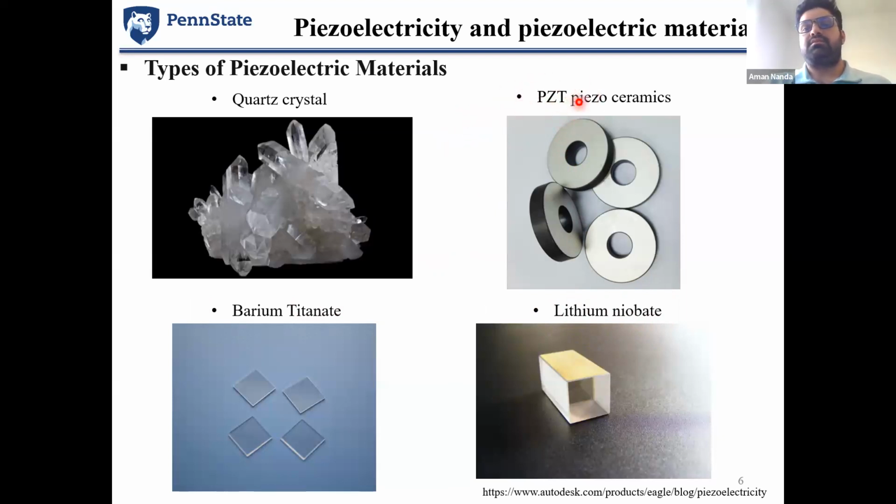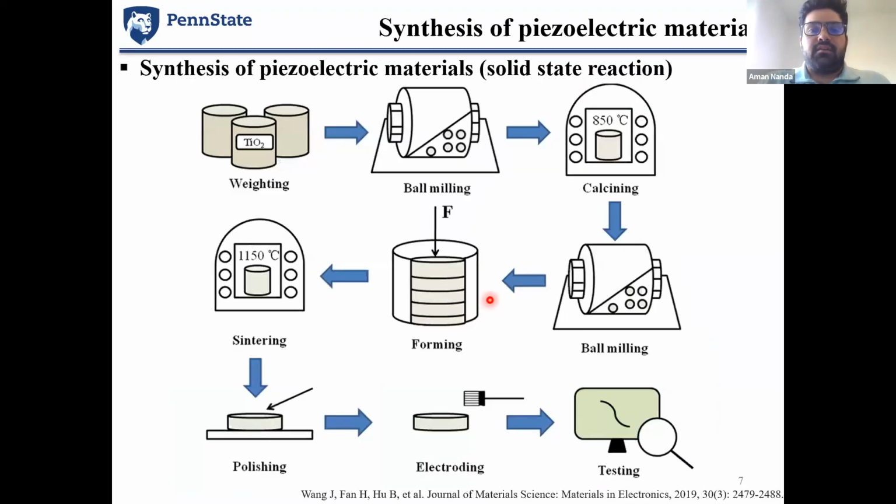PZT is lead based. As we know, lead is quite toxic and heavy, and it is also not good for the environment as well as for human health. So nowadays, most of the research is being focused on lead free, because we need to shift from lead based composition to lead free composition to be environment friendly as well as health friendly. So these are the classes of material.